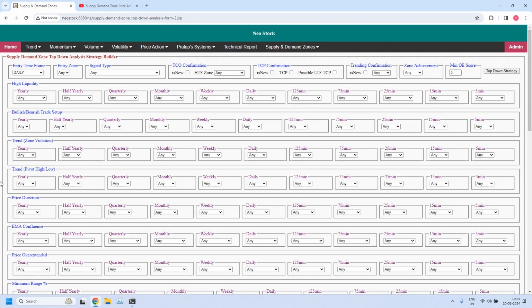Now let's get into report generation. Let us generate bullish and bearish trade setup for monthly income trade. In monthly income trade, LTF time frame is daily. So that's why entry time frame is daily. Because it is bullish trade setup, our trade is on demand zone. So we are selecting entry zone as a demand zone. And in the parameter, bullish or bearish trade setup, in daily time frame, I have selected the value bullish. Now click on top down strategy.